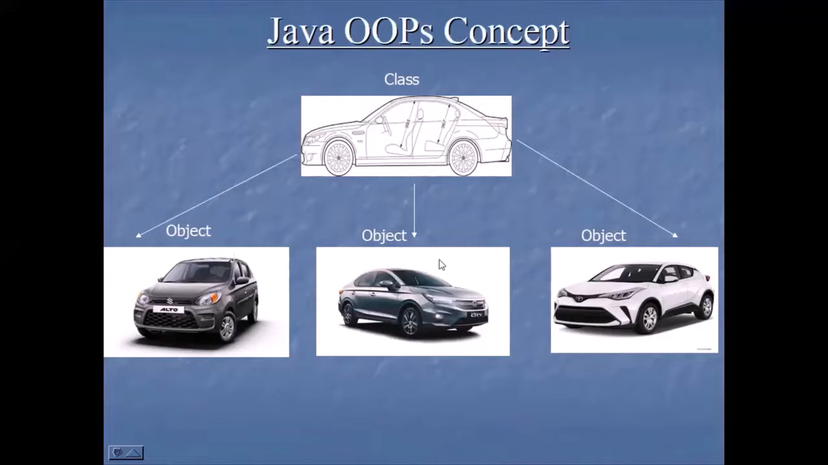When the individual objects are created, they inherit all the variables and methods from the class. Here variables are tire, seat, etc. And methods are drive and brake.